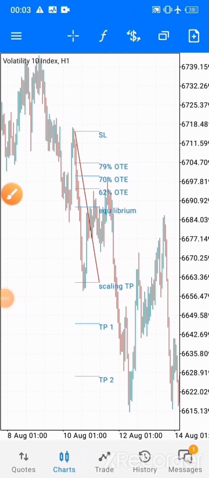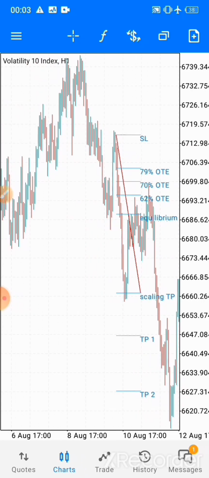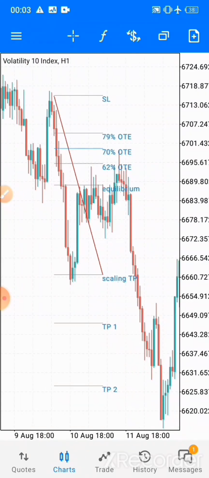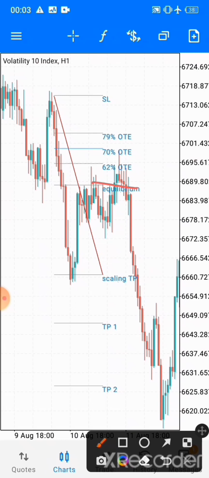Okay, now for the fifth part of this video, how to know which levels to hold. As you can see, I've got multiple levels here, about 4 levels that we'll use for trades.